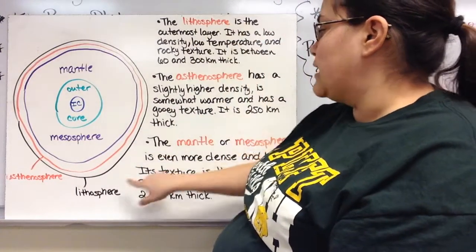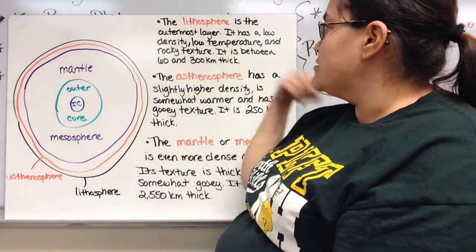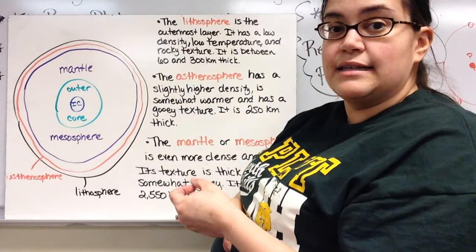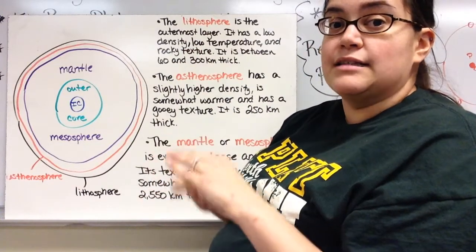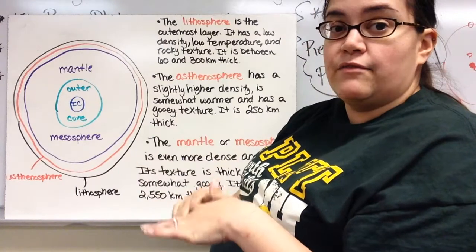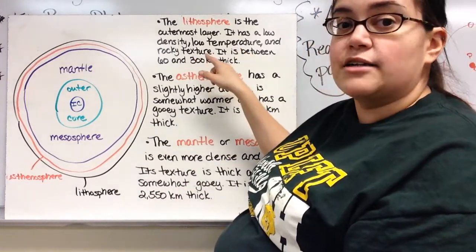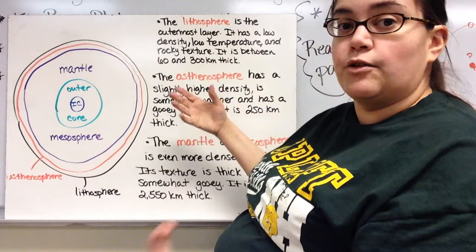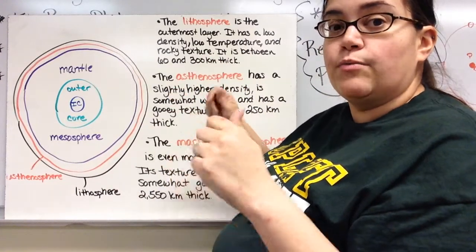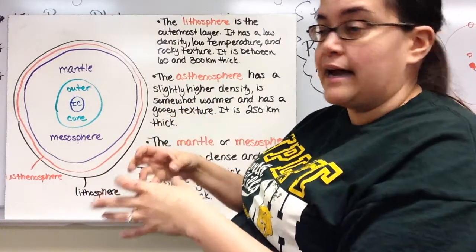So the lithosphere, this first ring on the outside, is the outermost layer. It has a low density. So when you calculate it, it has the lowest number when you divide the mass by the volume. It has a low temperature and a rocky texture. So this is the outside of the Earth where we live. And so it's very rocky, it's cold, relatively compared to the inside, at least.